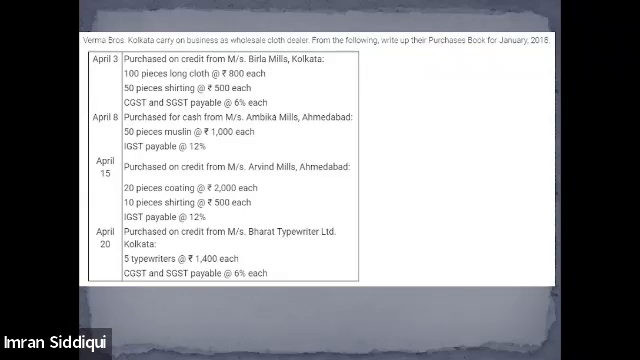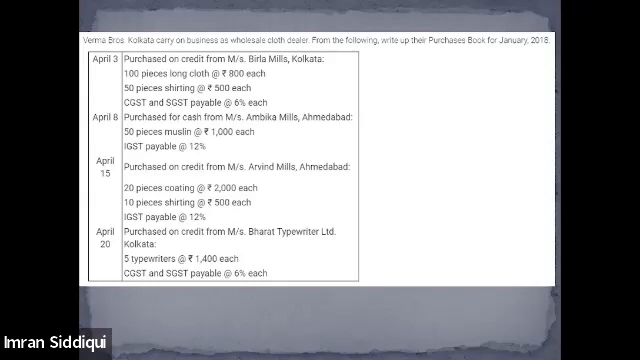5 typewriters, 1400 each. Now tell me, looking at the question, you can see that Verma Brothers basically deals in the wholesale business of clothes, right? Everyone, is that correct? So on April 20, Verma Brothers have purchased typewriters. Tell me whether you think it is related to the business in which the Verma Brothers deal in?